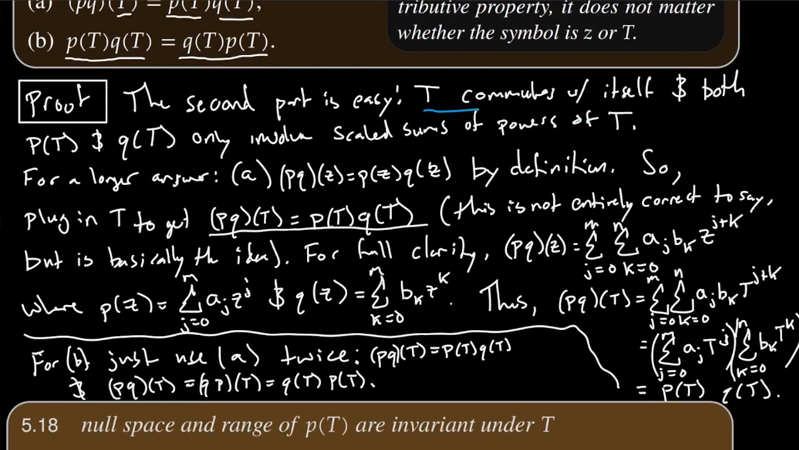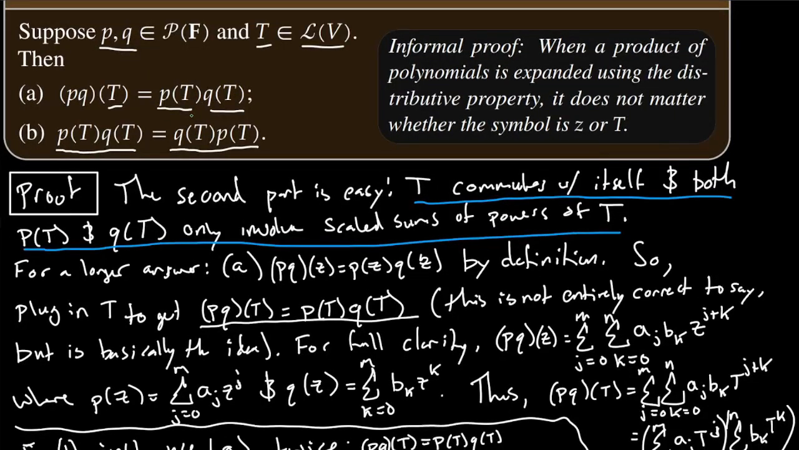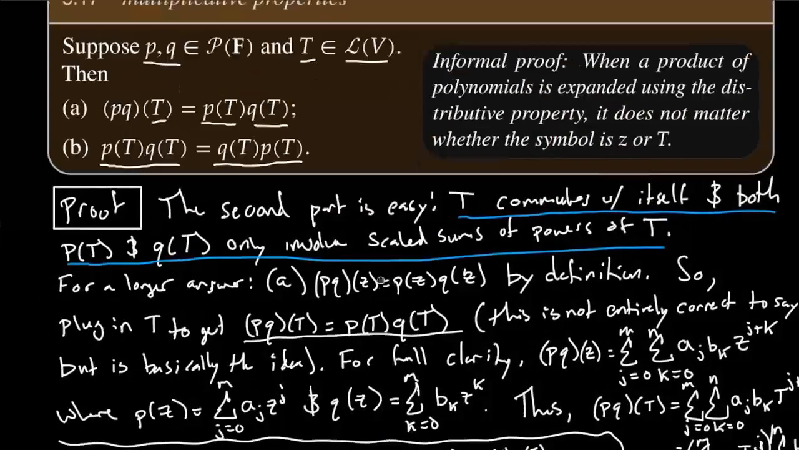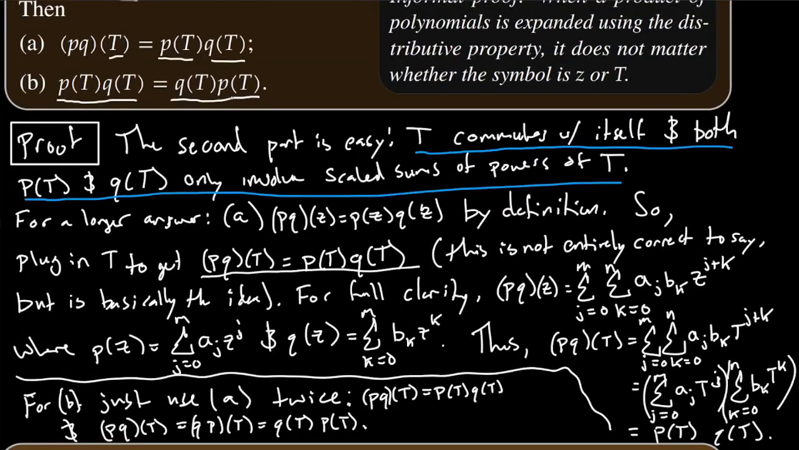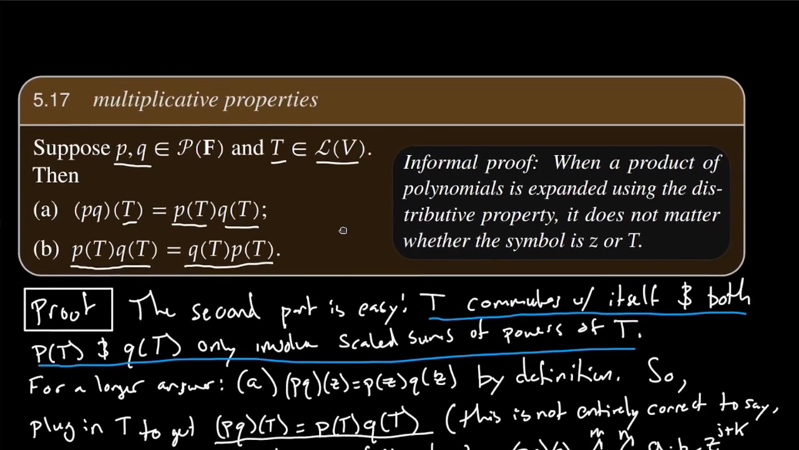So T commutes with itself, and both P of T and Q of T only involve scaled sums of powers of T. I claim that this first part is almost just definitional, and to check it, you really only have to do some annoying sort of coefficient chasing that really is just captured by plugging T in the first place. The second part is pretty obvious once you say, hey, there's only one operator involved, it's T. T commutes with itself.